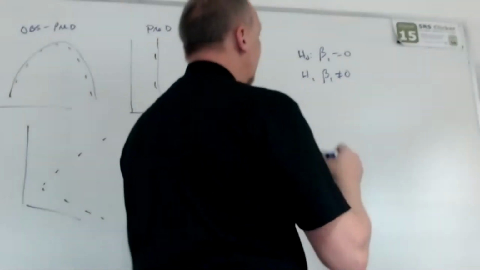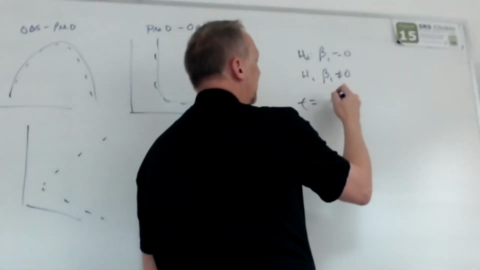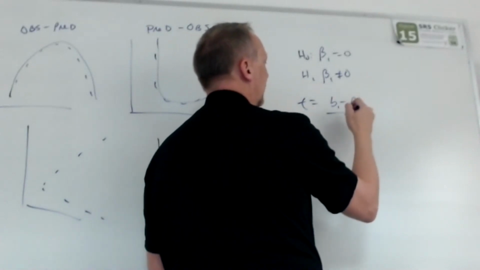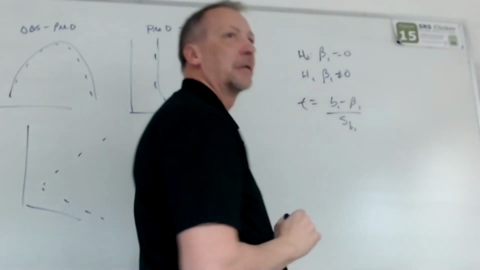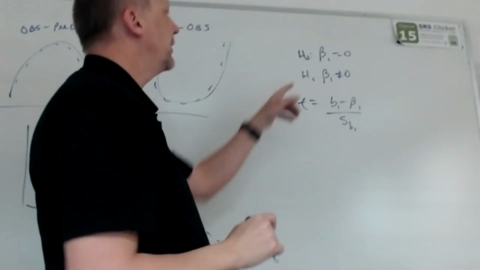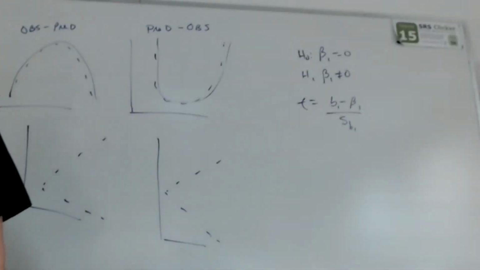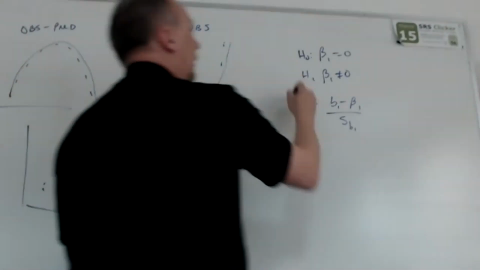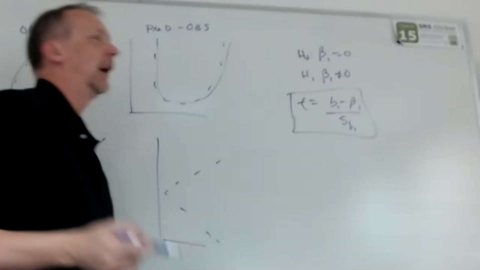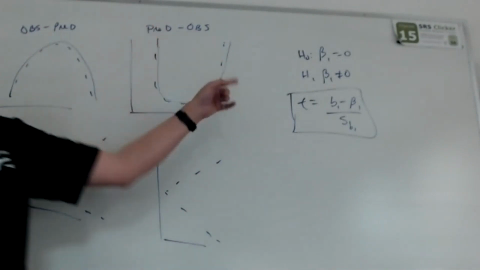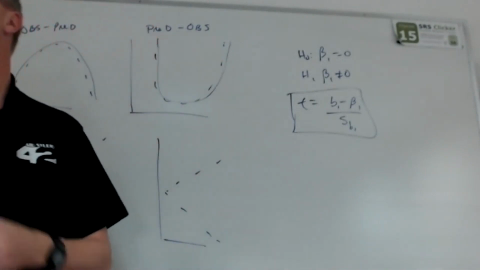Okay, and so their formula is t equals b1 minus beta 1 over s sub b1, right? So it's the same thing. I'm just using m instead of b, beta, in everything I'm doing. Yeah, it's a good question because that's what you'll see on your formula sheet. So you need to be familiar with that.